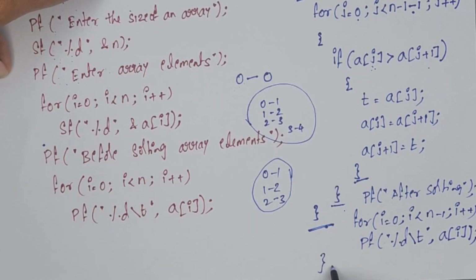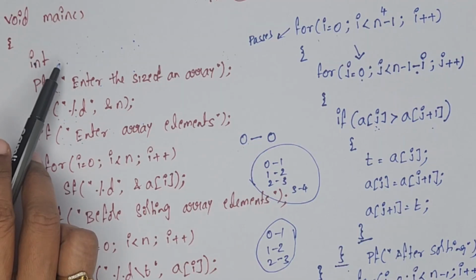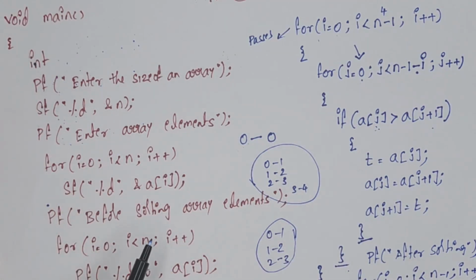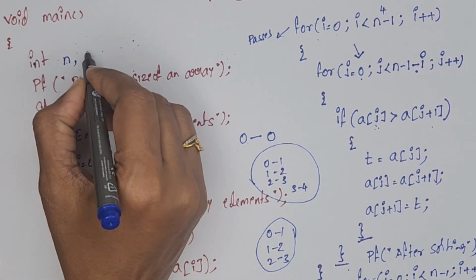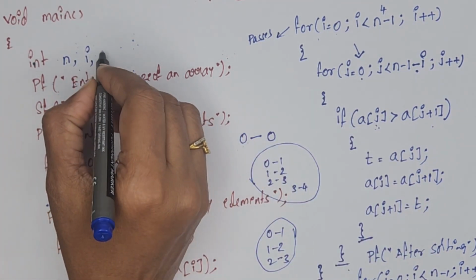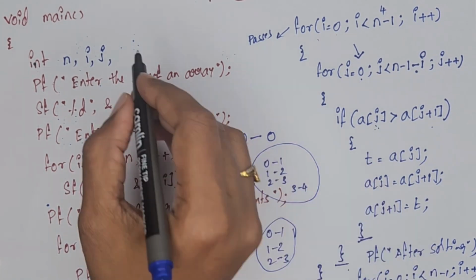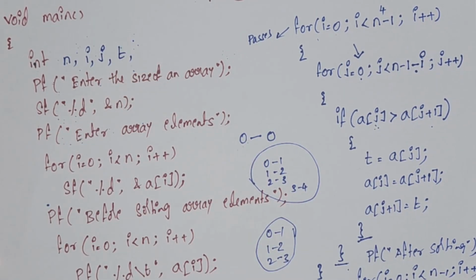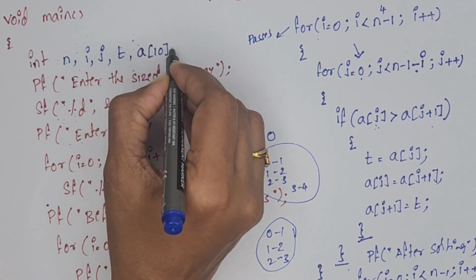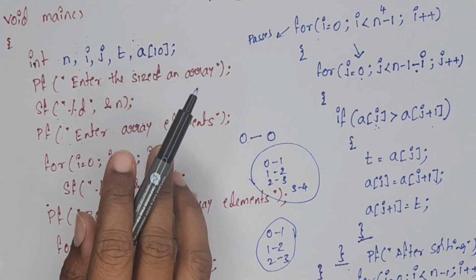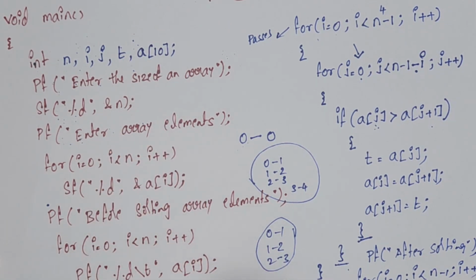Now I'm going to close this main function. In for loop, if there is only one statement, no need to keep it in braces. That is optional. We have to write the declaration. What we have declared in this program: n is an integer variable, i is also integer, j also integer, and t is a temporary variable, and one more, array a. So a of 10 I have declared. Maximum you can store 10 elements. If you want to sort more than 10 elements, then you can increase the size of the array.